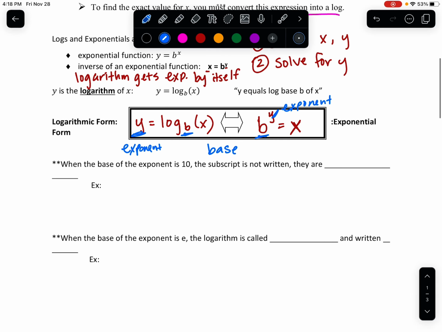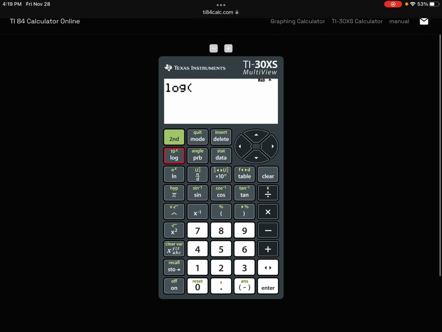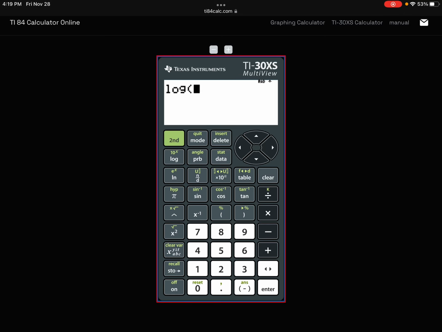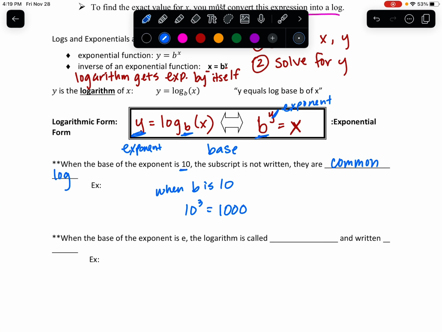Now, before we go into some examples, let's talk about when the base of the exponent is 10, so when b is 10, or if we have 10 to some power. The subscript is not written. It's called a common log. It's what your calculator has. On this button right here, there's nothing written for the base. The base is 10. It's called a common log. Don't know why, it just is.